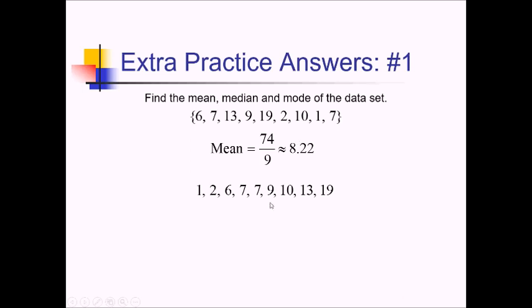Now we're going to go ahead and cross off pairs of numbers at each end of this ordered list until we get to the center. So we have the 1 and the 19 getting crossed off simultaneously, and then the 2 and the 13, and then 6 and 10, and then 7 and 9. And since we only have one number in the middle, that is the median. The median is 7. If there were two numbers, then we would just add them together and divide by 2. Now for the mode, that's the number that gets repeated the most. Only one of these numbers actually got repeated, and that was 7. So 7 then is the mode.